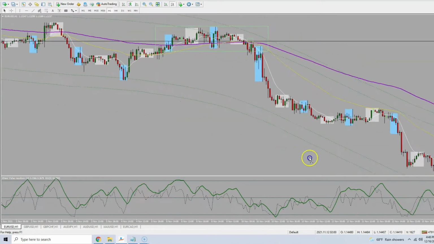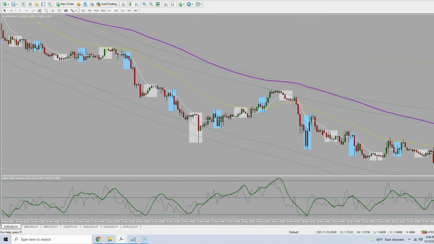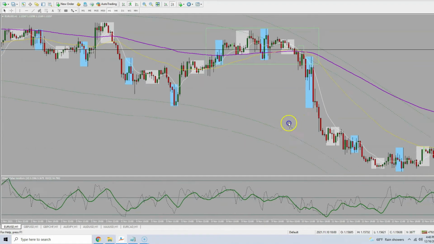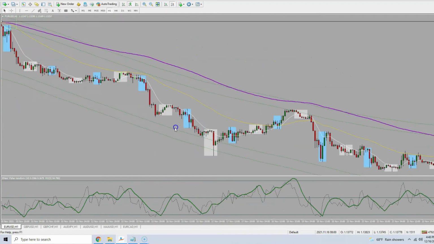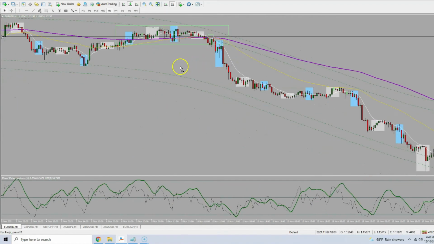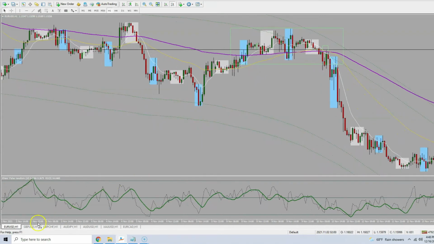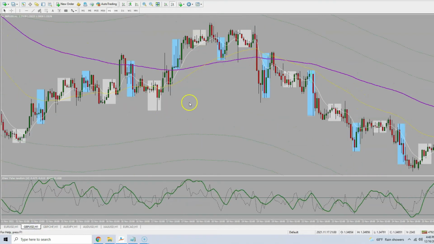And then you could have kept riding that down for a really long time. That was an amazing trade. So if you wanted to, you could have caught 300-400 pips on that trade. Let's go to another example.